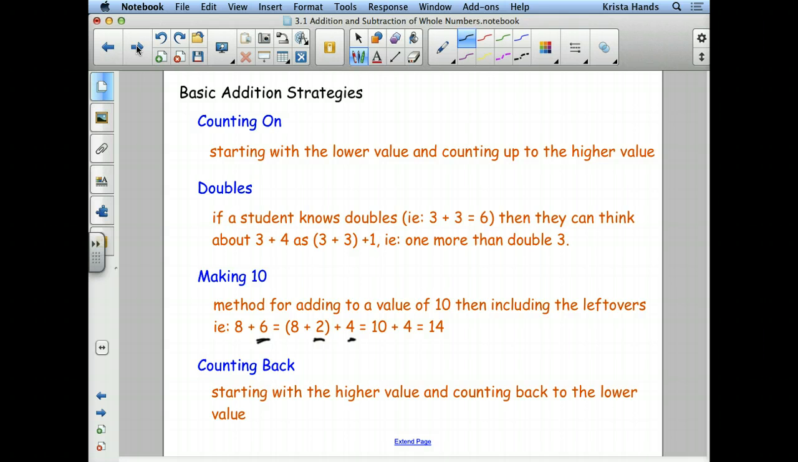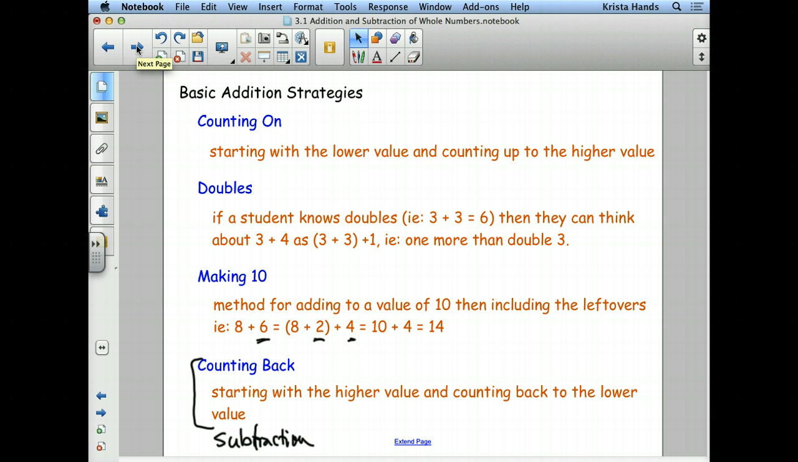The last one is counting backwards. Counting backwards, starting with a higher value and counting back to the lower value. This one's actually a subtraction strategy. I'm not sure how it ended up on here, but that's okay. We'll put it in here and write down that this is subtraction. So this kind of has the same feel to it as an adding on strategy, but for subtraction. So if you were doing something like 12 minus 4, you can start with the 12 and you can count backwards, 11, 10, 9, 8. Right? So you're counting backwards instead of counting upwards.